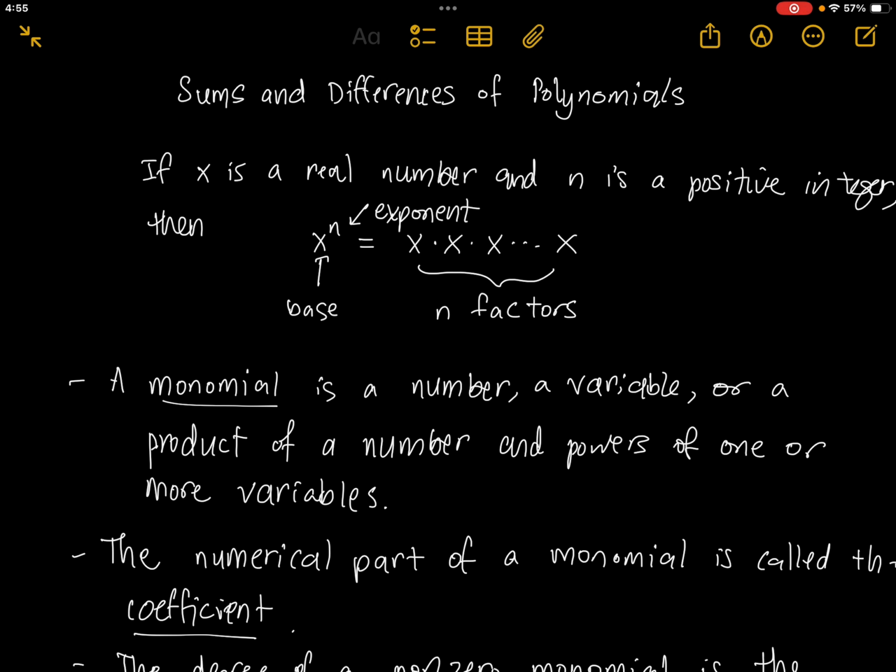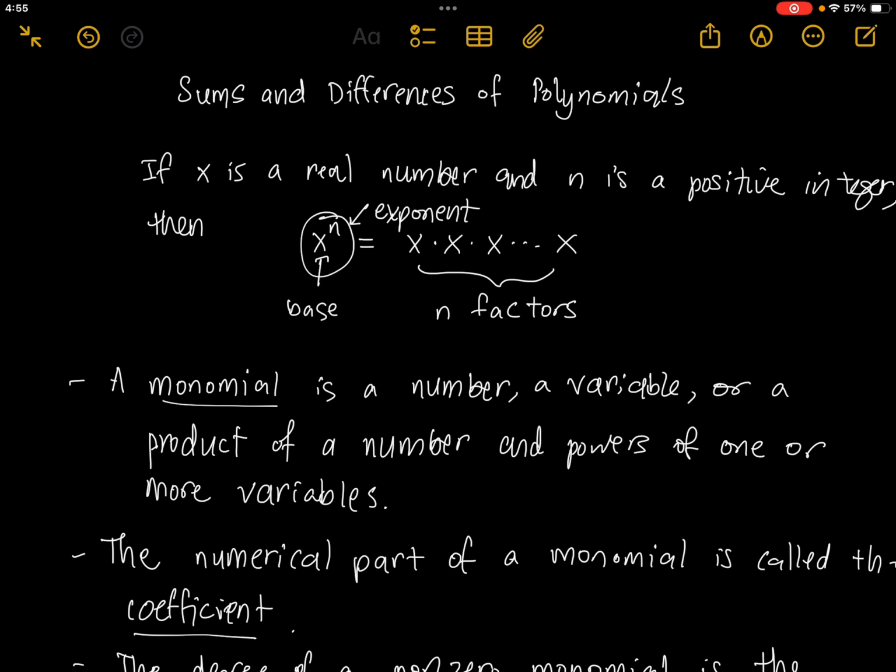Then this symbol x to the n means x times itself n times. So you take n x's and multiply them, and that is called x raised to the nth power. The x is called the base, and the n is called the exponent. The base is a number, the number that is being multiplied, and n, the exponent, is the number of x's that are being multiplied.